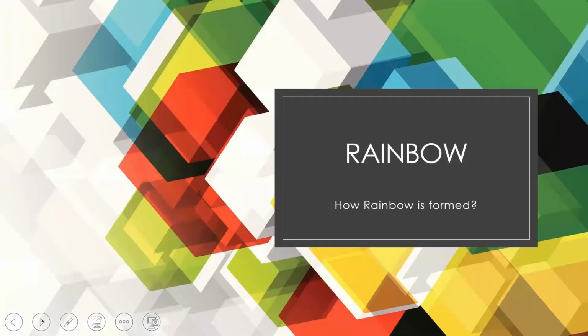Okay. Right. Next class we have the formation of rainbow. The formation of a rainbow is entirely dependent upon the phenomenon of dispersion, because what do we see in a rainbow? We see a band of 7 colors in a rainbow. So this is entirely dependent upon the phenomenon of dispersion. Right. Hope you understood the concept.